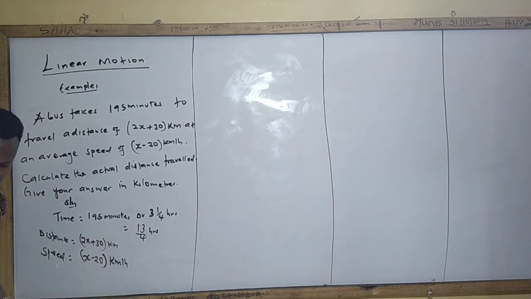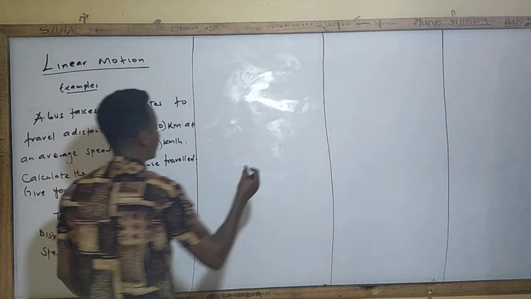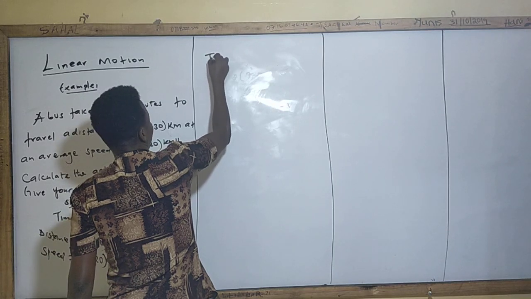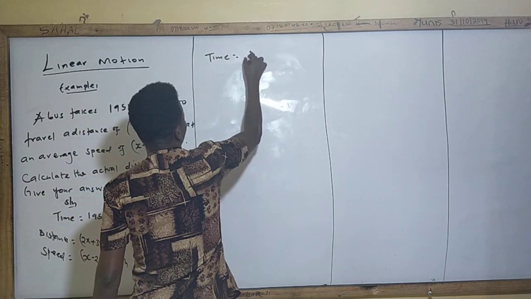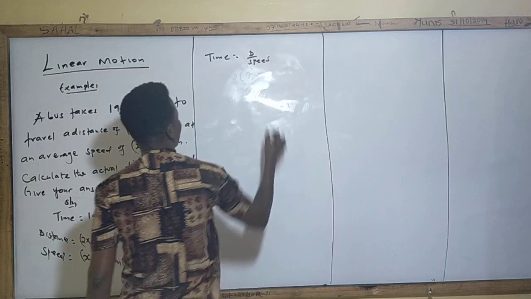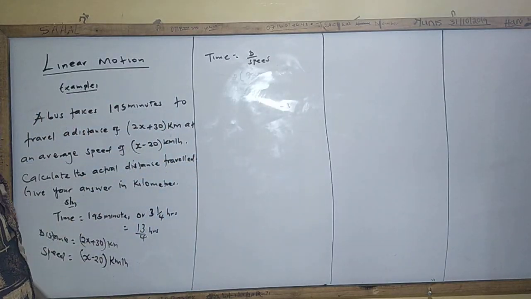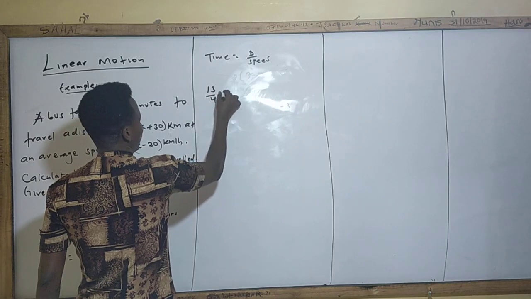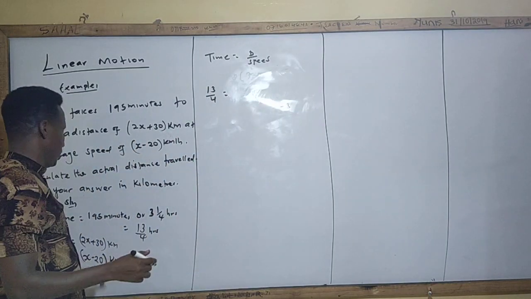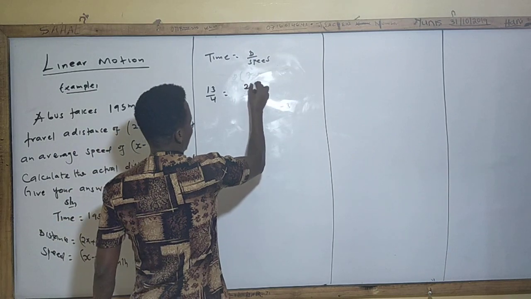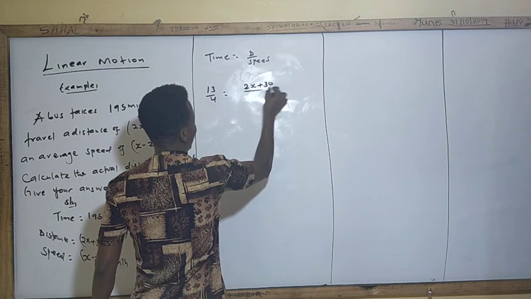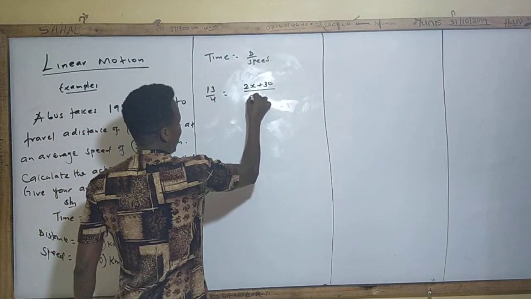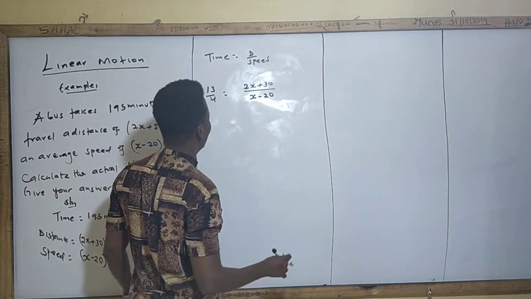So we can express time. Time is equal to distance over speed. So we can say 13 out of 4 is equal to my distance, 2x + 30, divided by the speed, which is x - 20. Okay? x - 20.